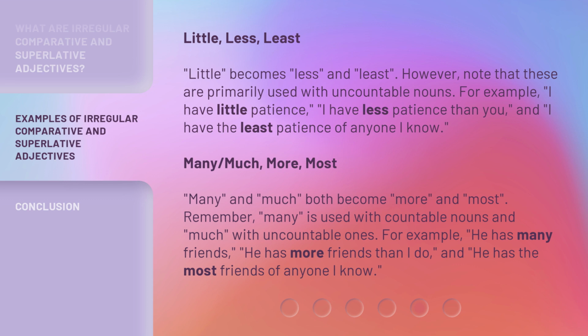Many and much both become more and most. Remember, many is used with countable nouns and much with uncountable ones. For example, he has many friends, he has more friends than I do, and he has the most friends of anyone I know.